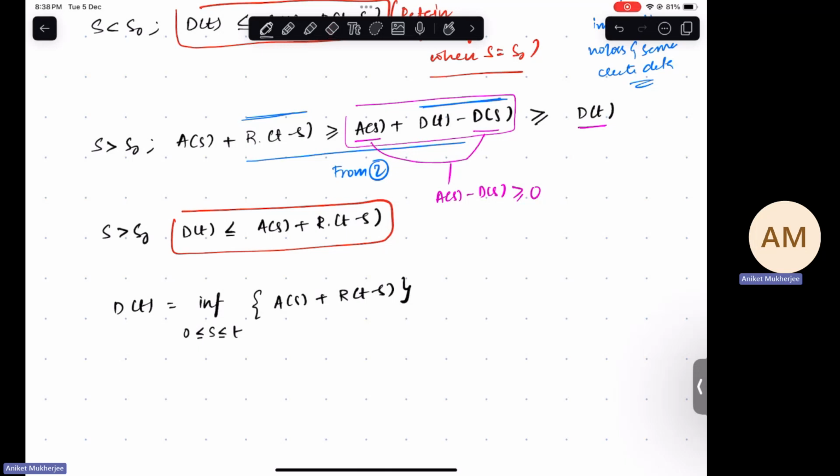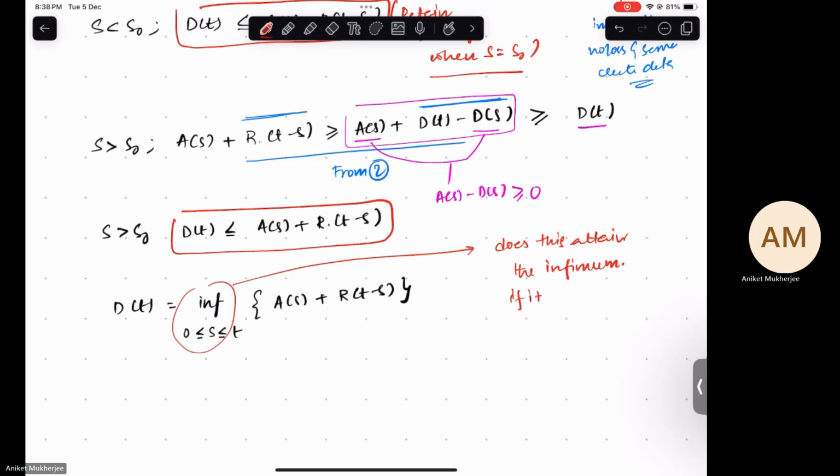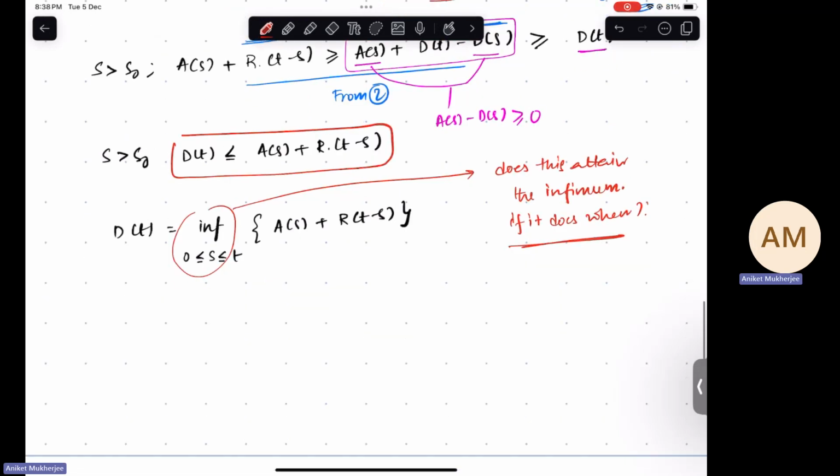Now, does this attain an infimum or not is a question that we'll answer later. Like, does this attain the infimum? If it does, when? These are all valid questions. We'll go through that. But what I want to concentrate on is the structure of this.